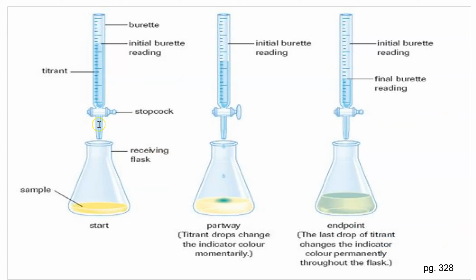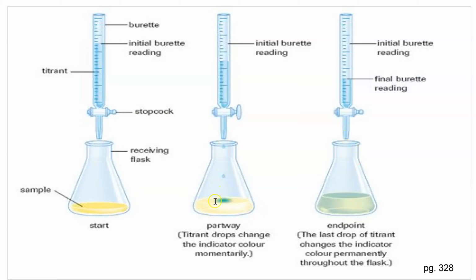These are the stages. So we start with our analyte or our sample in our Erlenmeyer flask and our titrant in our burette. We slowly add our titrant into our analyte and we see the color change. Eventually we'll add one drop of our titrant and the color change will turn from yellow to green, or maybe from colorless to pink, and the color will not disappear.